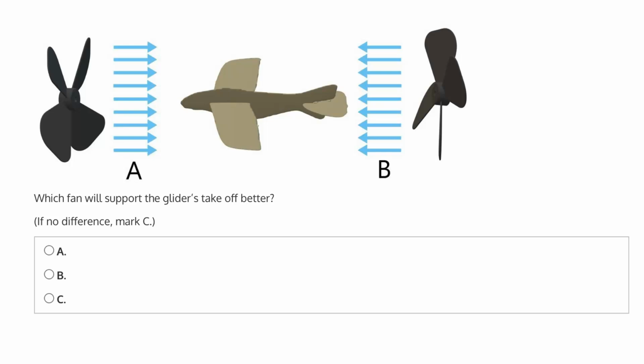Okay, so this question reads, which fan will support the glider's takeoff better, A or B? And if there's no difference, mark C. So in situation A, we have a fan blowing air towards the face of the aircraft. And in situation B, we have air being blown towards the tail of the aircraft.